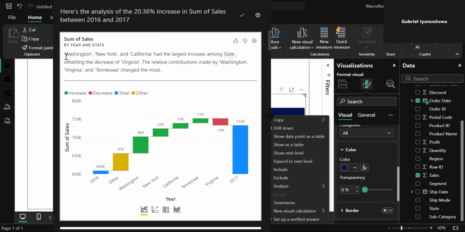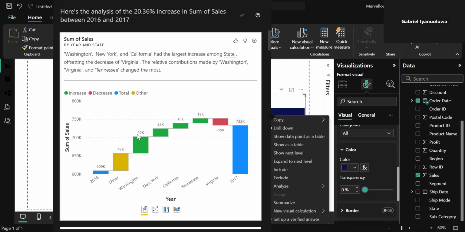Now, it's telling us that Washington, New York and California are the largest increase among the states. And from here, it's now saying that offsetting the decrease is Virginia. So now can you see, if you click on this Virginia, it's telling us that the decrease was only in Virginia. But those that contributed most to the increase of our sales in this state between 2016 to 2017 are Washington, New York, and California.